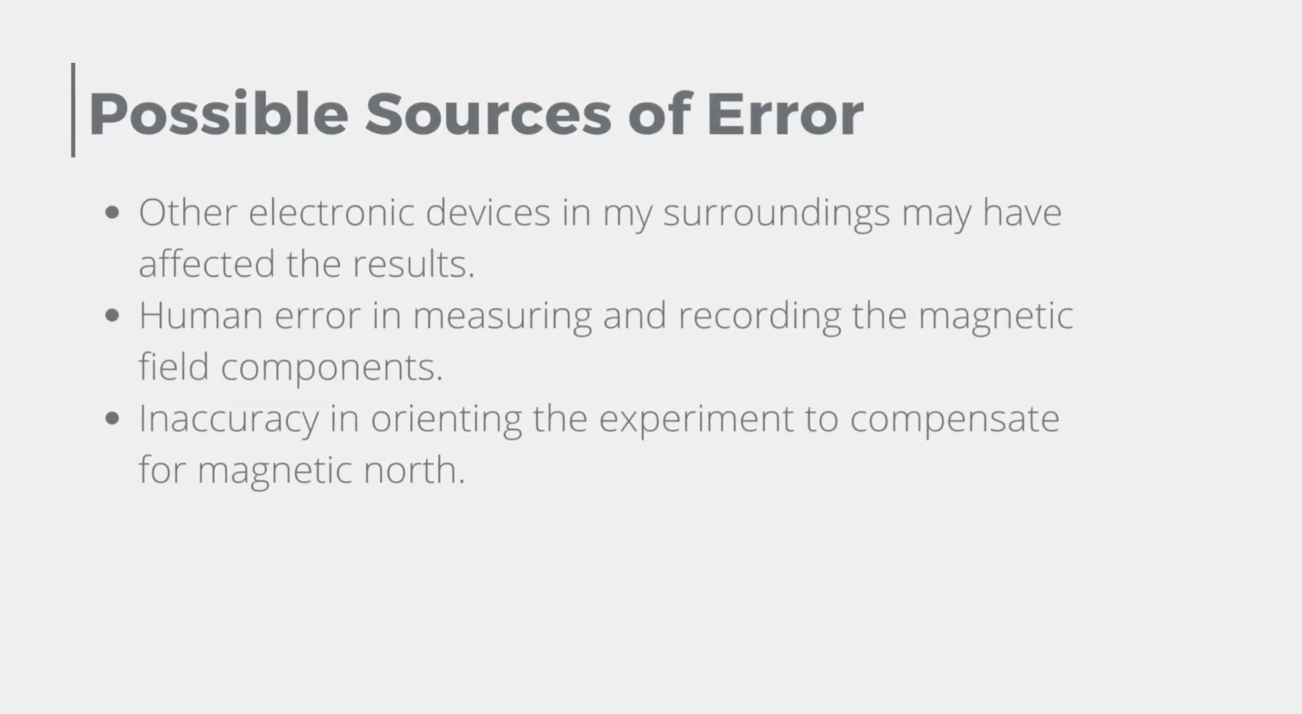Now, there are some possible sources of error that may have occurred during the course of this experiment. One is that other electronic devices in my surroundings may have affected the results. Human error in measuring and recording the magnetic field components could have happened as well. Inaccuracy in orienting the experiment to compensate for magnetic north, due to human error again, is plausible too.